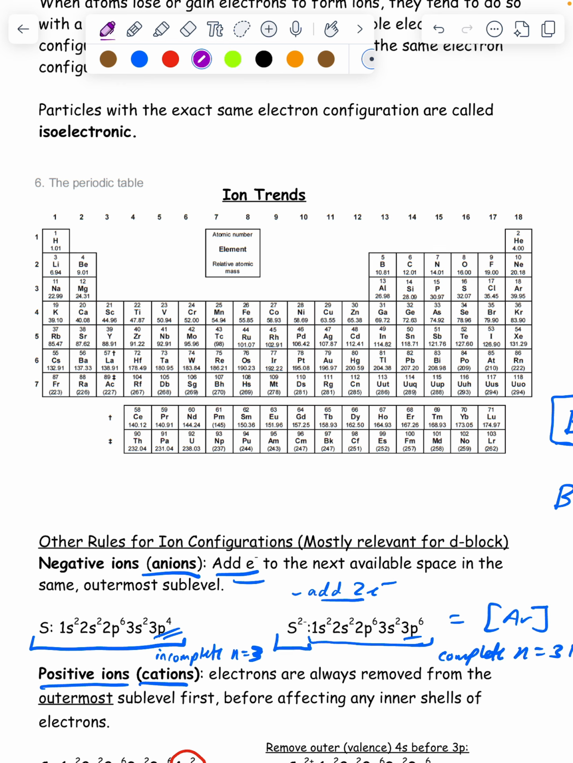Typically, elements form particular charges in order to end up with an electron configuration like a noble gas. So for things in group 17, they have 7 valence electrons. In order to be like a noble gas, they need to gain 1 electron. And so typically, things in column 17, the halogens, are going to form 1- ions.